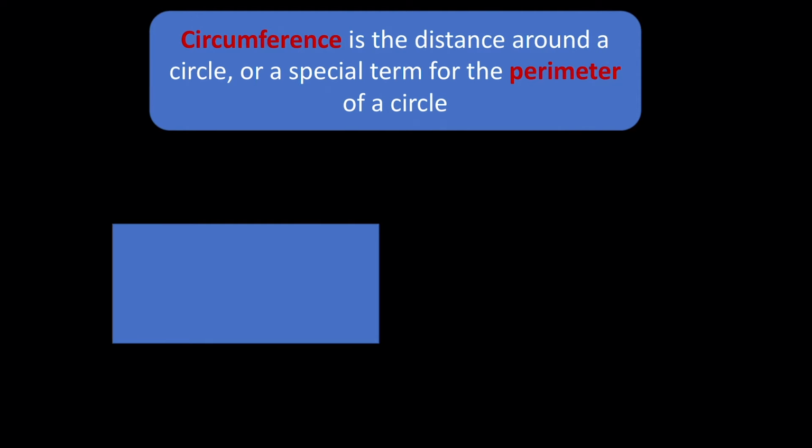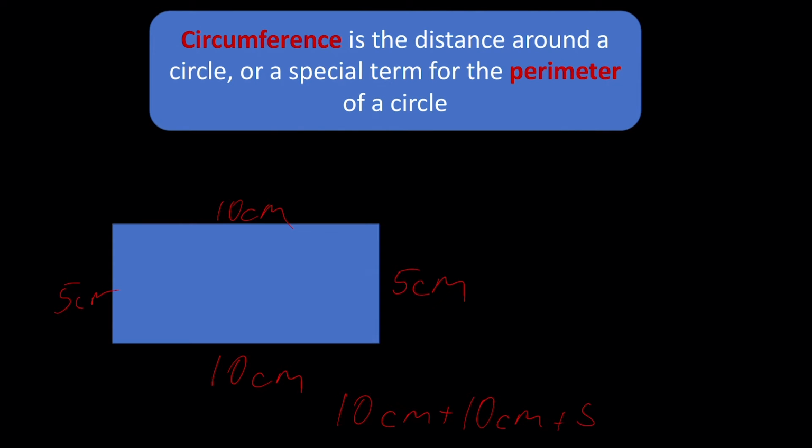So when we're measuring perimeter, we would add up all of the sides, right? It's 5 centimeters and 10 centimeters. So we would go 10 centimeters plus 10 centimeters plus 5 centimeters plus 5 centimeters, and then the perimeter would equal 30 centimeters. So that's how we would figure that out.